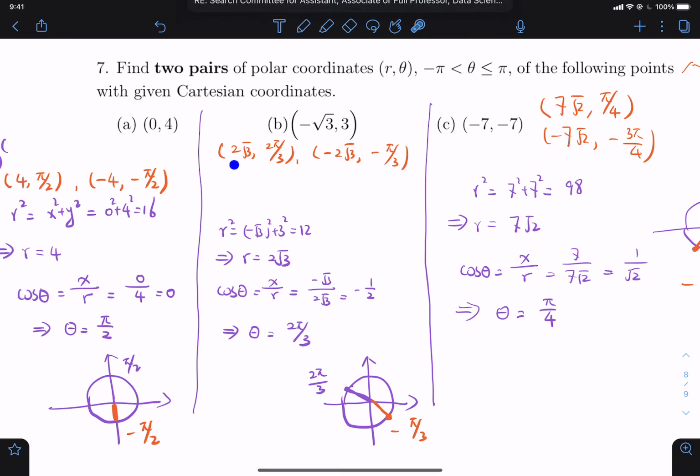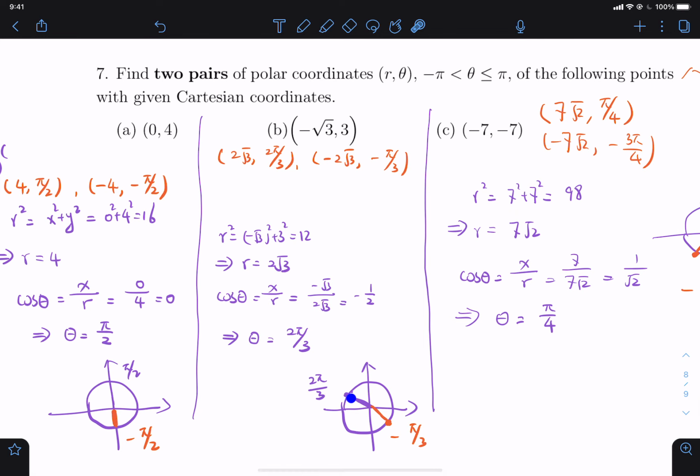And for our second pair, we use the same idea. We convert the radius into the negative radius, and at the same time, we also flip the angle to the other side. So that means you need to plus pi or minus pi, depending on the situation. And you see that if you plus pi, that angle becomes way too large and it has exceeded the upper bound here. So we need to minus pi. So this minus pi gives you negative pi over 3. So that is our second pair: negative 2 square root of 3, negative pi over 3.